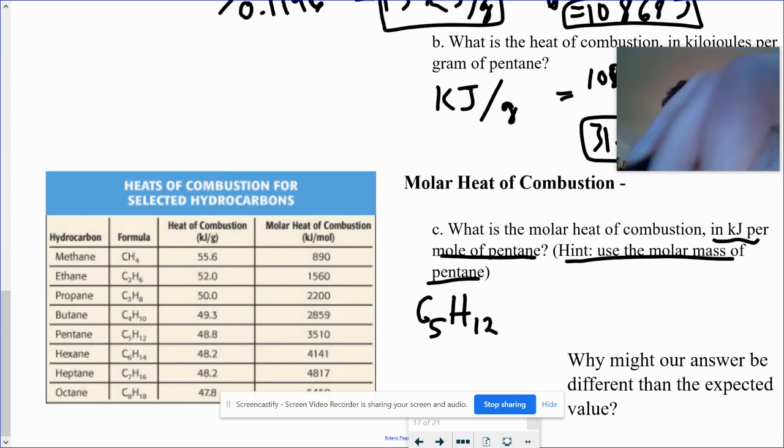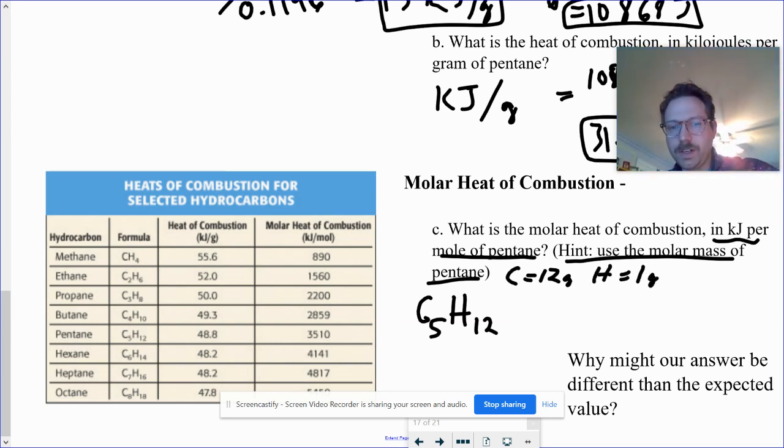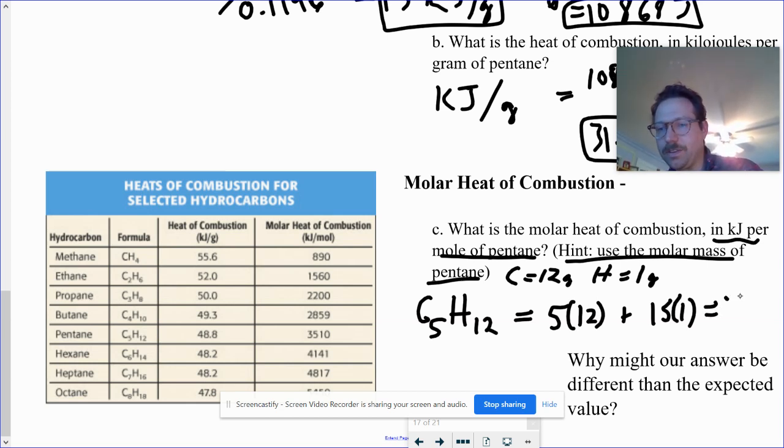How do we figure out molar mass? Well, hydrocarbons are pretty easy. It's just carbon and hydrogen. So we know that carbon is 12 grams per mole and hydrogen is 1 gram per mole. So if I have 5 of the carbons, it would be 5 times 12. And I add that to 5 times 1 gram. And I get a total of 75 grams per mole. Okay, so this is my molar mass.